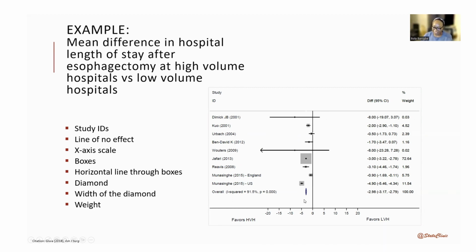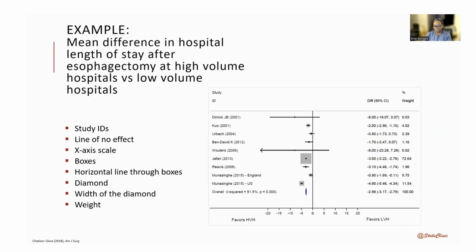And then look at the diamond, for instance, the pooled estimate. You can see here the pooled estimate, the mean difference in length of stay is -2.98, and it has a very small 95% confidence interval also, -3.7 to -2.79. And so this is another forest plot.